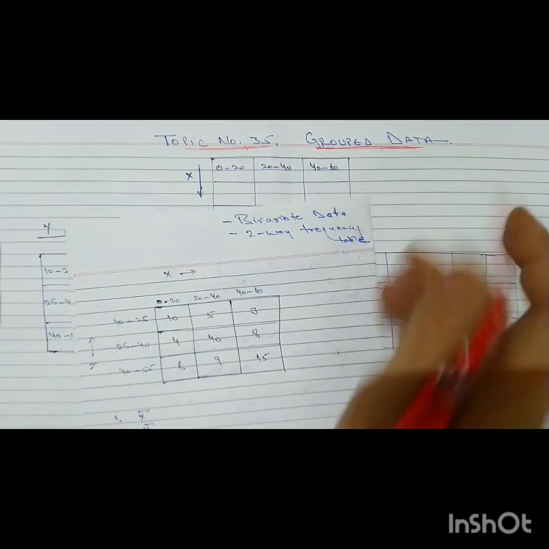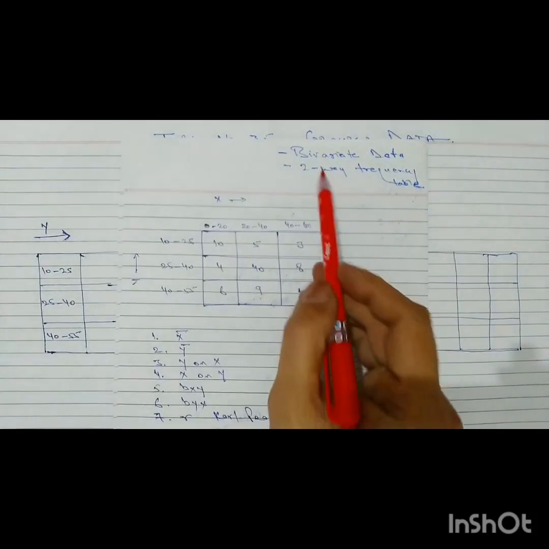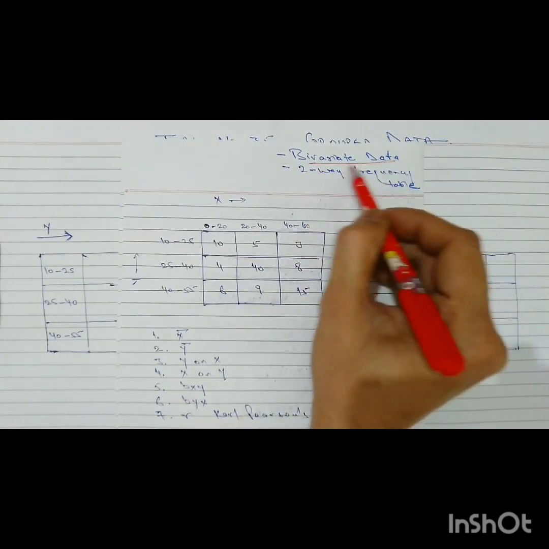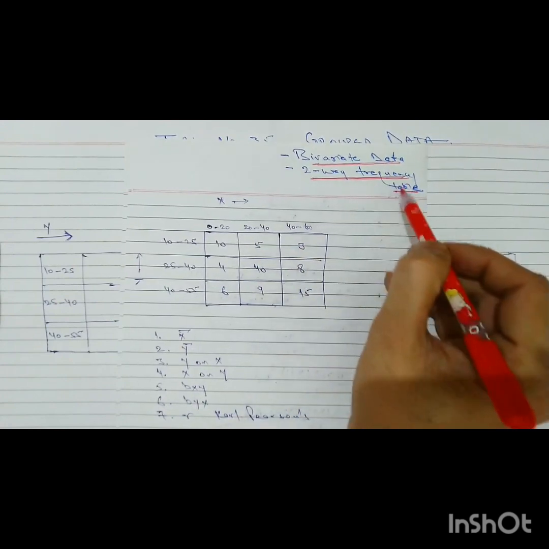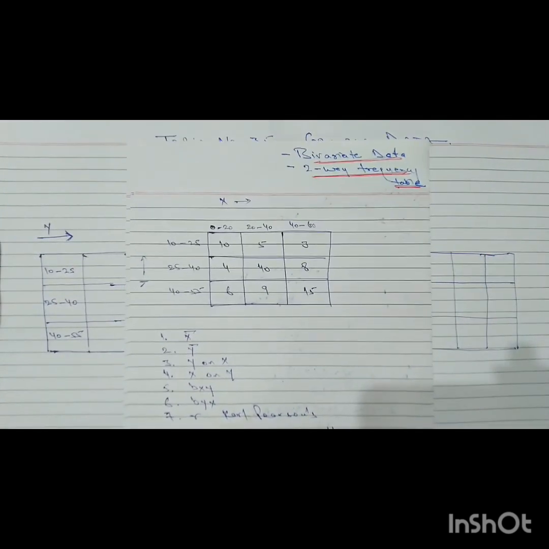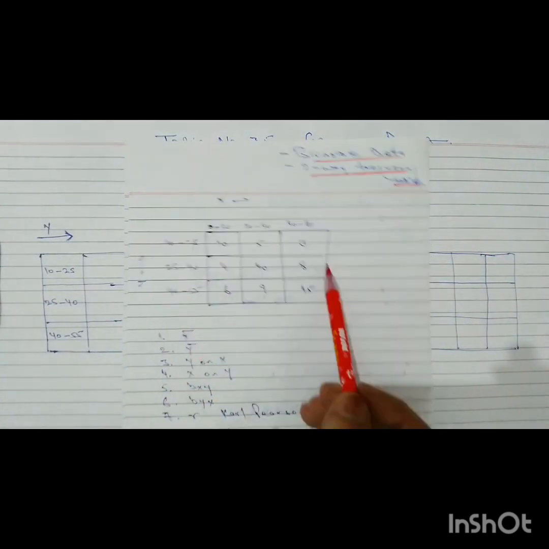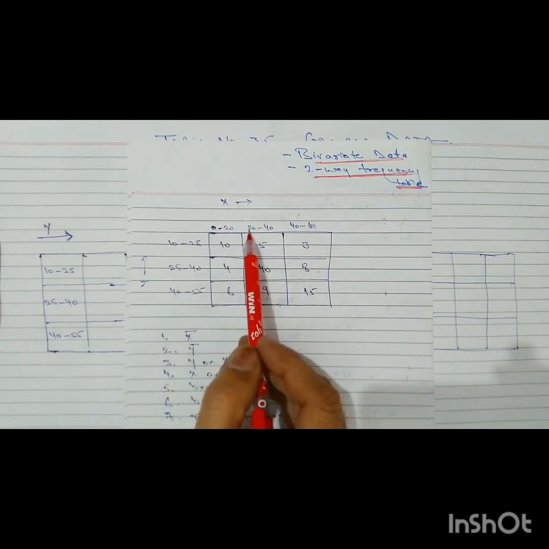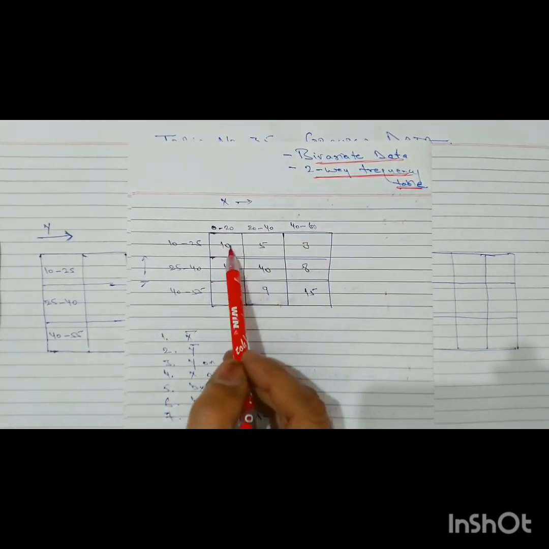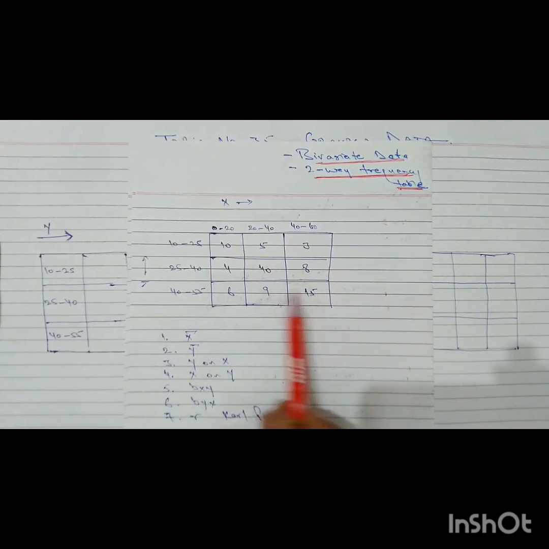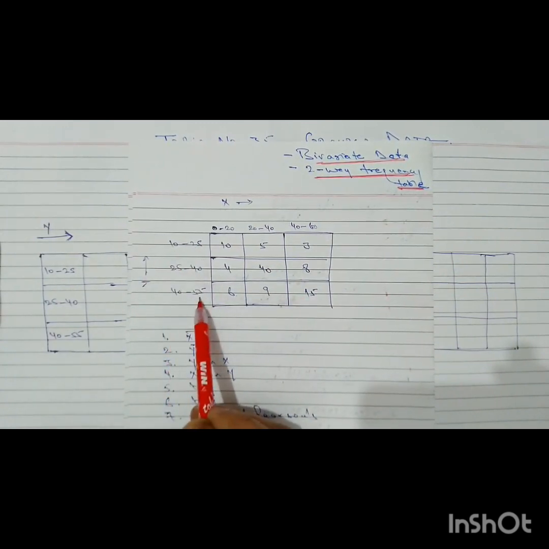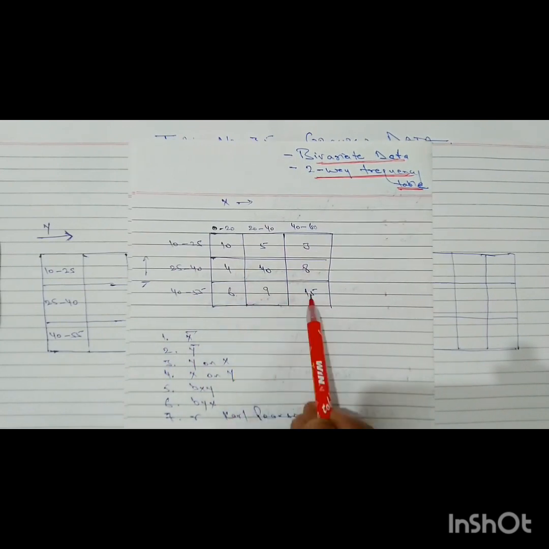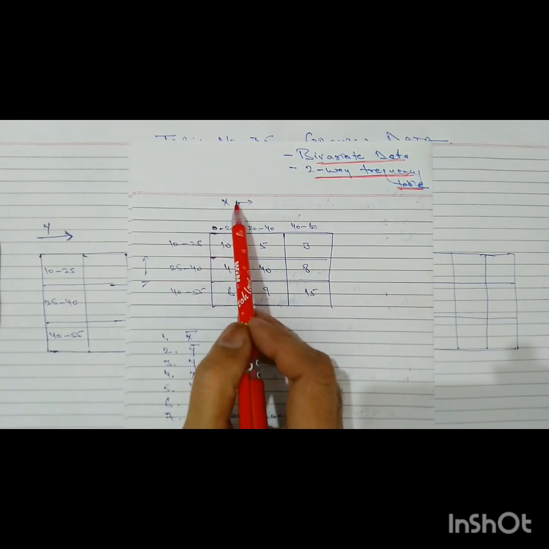Grouped data, which is also called bivariate data or a two-way frequency table. This type of question is given: X series 0 to 20, 20 to 40, 40 to 60, frequencies are given. Then Y series 10 to 25, 25 to 40, 40 to 55, frequencies are given. Clear? This is a two-way frequency table.